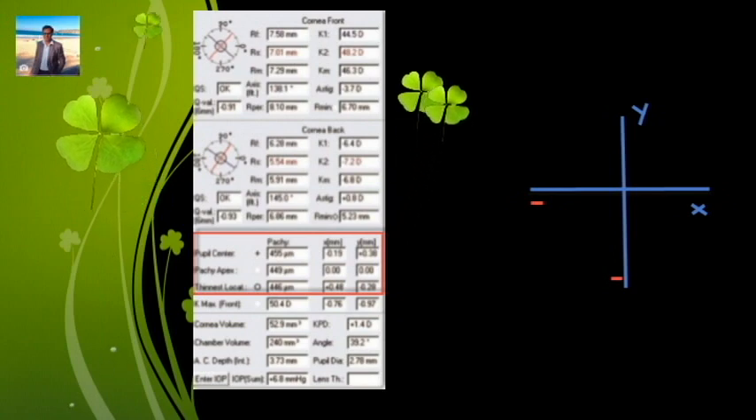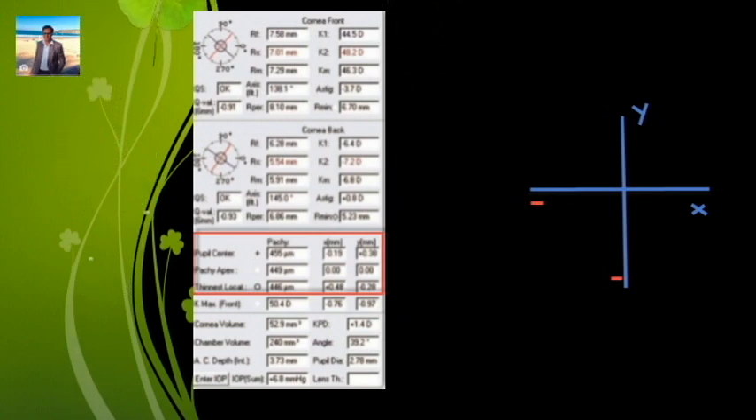So we know the x positive and the x negative signify the horizontal offset of the pupil center or the thinnest location. We also have to note the y positive and the y negative, which signify the decentration along the vertical axis of the thinnest location or the pupil center. That is important, and we will look into some examples to correlate.